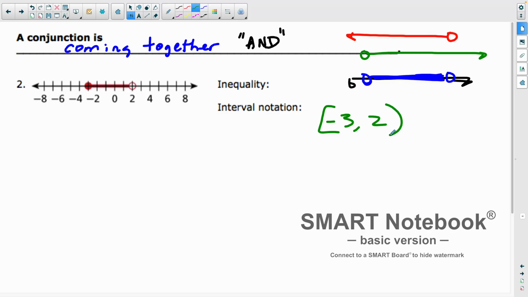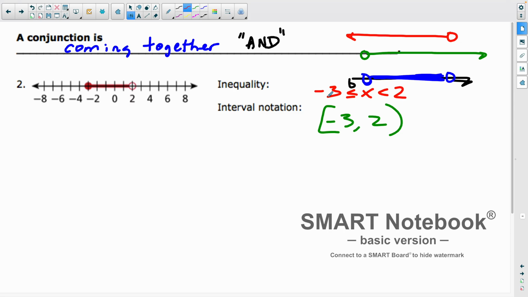Now, if I'm going to write the inequality notation for this one, I'm going to be less than 2, and I'm going to be greater than or equal to -3. That's where you hear the word and in there. Less than 2 and greater than or equal to -3. So that's how I would write that in inequality notation. Okay?